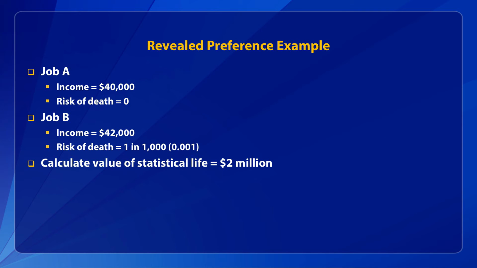That person is willing to accept $2,000 to take a 0.001 or 1 in 1,000 risk of death. Therefore, society, which is defined as 1,000 people, values one statistical death at $2 million.